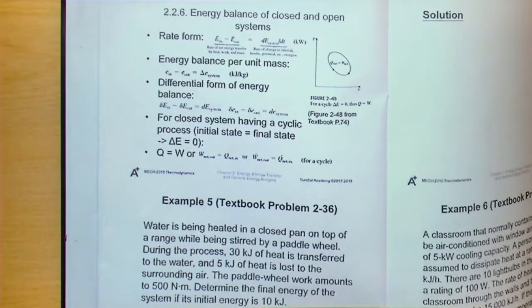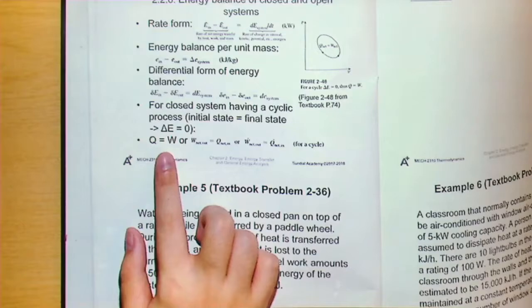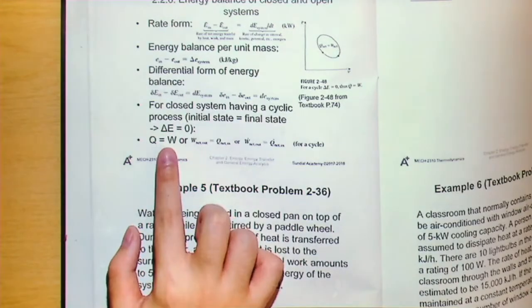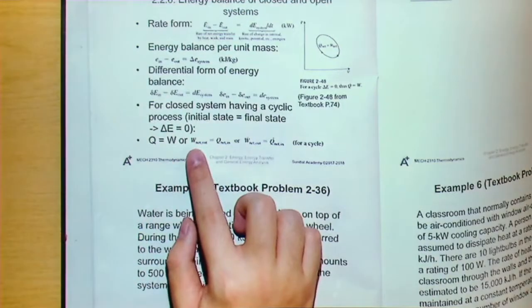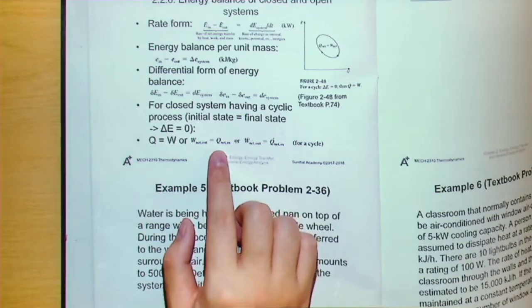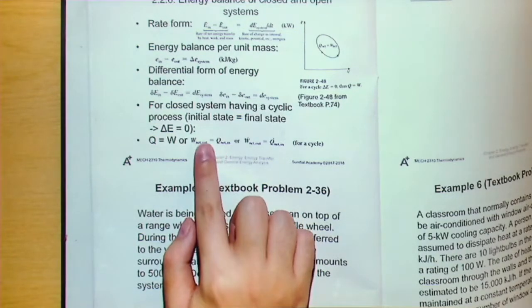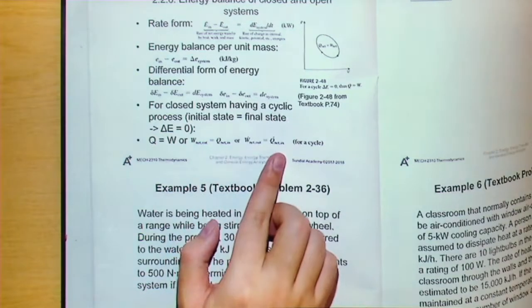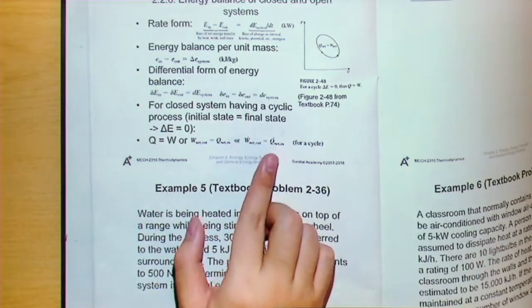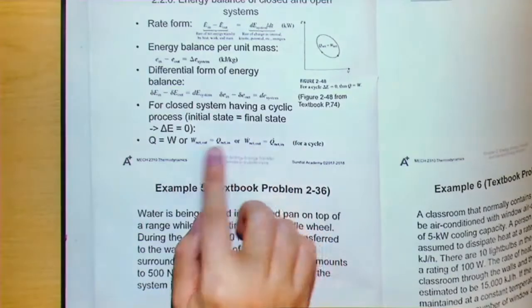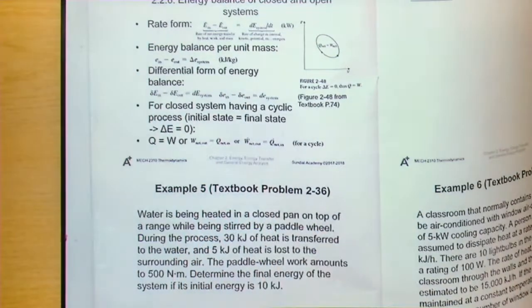For a closed system undergoing a cyclic process, the initial state and final state are the same, so there will be no change in the energy content of the system, so delta E will become 0. Therefore, we will have Q equal to W. If we write it using our sign conventions, we will have W net out equal to Q net in. So net heat input equals net work output, or in the rate form, by adding a dot over the symbol. These two are for cycles only.